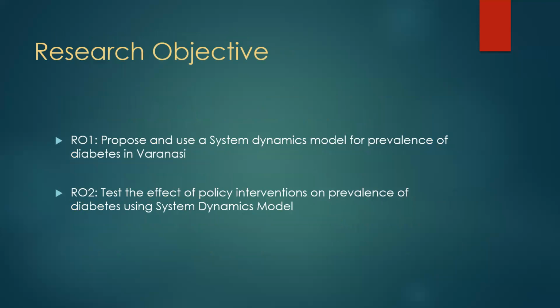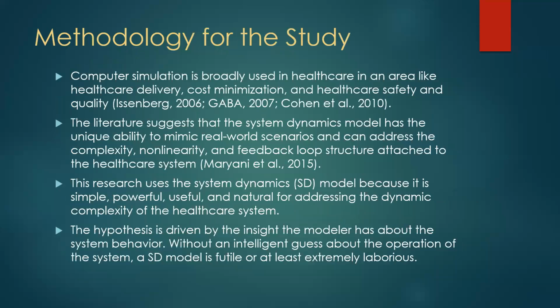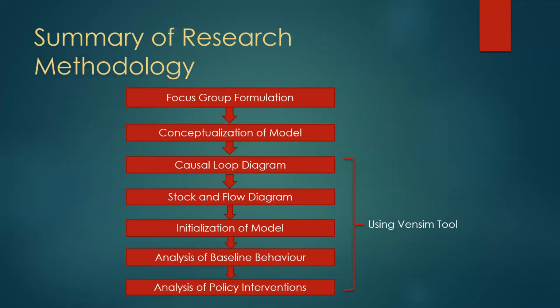So the research objective was to propose and use a system dynamics model for prevalence of diabetes in Varanasi. This was to test the effect of policy intervention on prevalence of diabetes using a system dynamics model. Computer simulations are broadly used in healthcare, and this I will skip actually. This was how we did it.